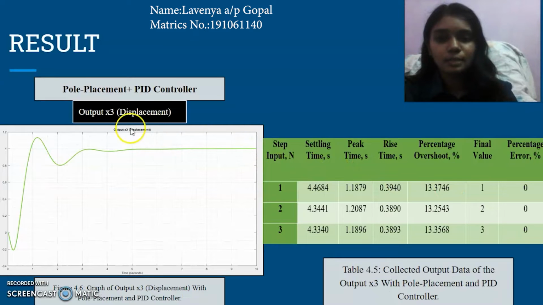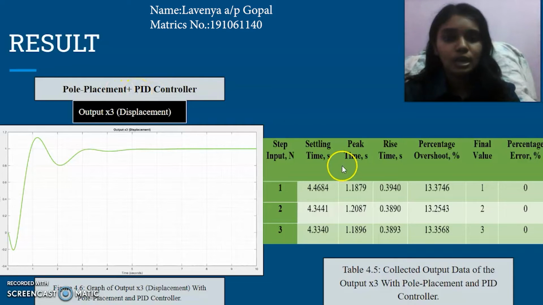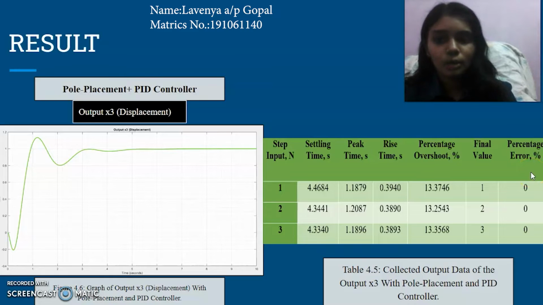Next, this is the displacement graph that we obtain after using the pole placement controller together with the PID controller. As you can see, this is the settling time, peak time, rise time, percentage overshoot, the final value, and the percentage error is 0%. Whereas when a pole placement controller is applied to the output X3, which is the displacement output, it has the opposite result where it does not function properly. However, when a PID controller is added, the output is enhanced and reaches steady state. Thus, this shows that output X3 displacement needs the help of a PID controller to reduce the system's steady state error.